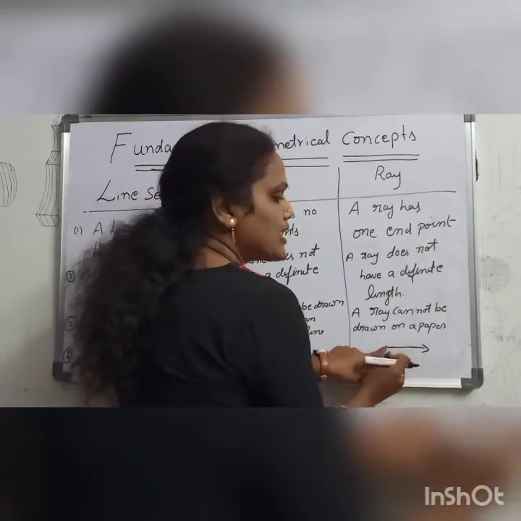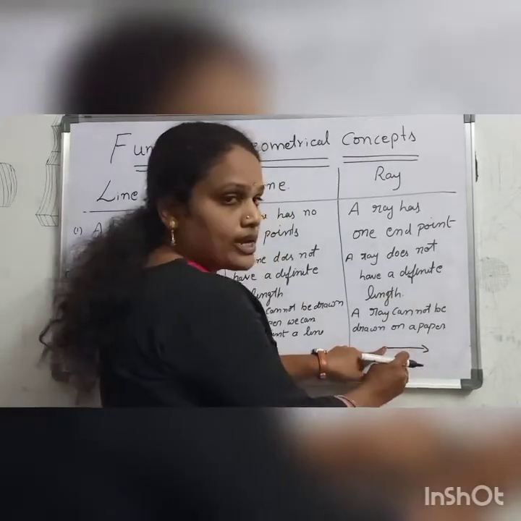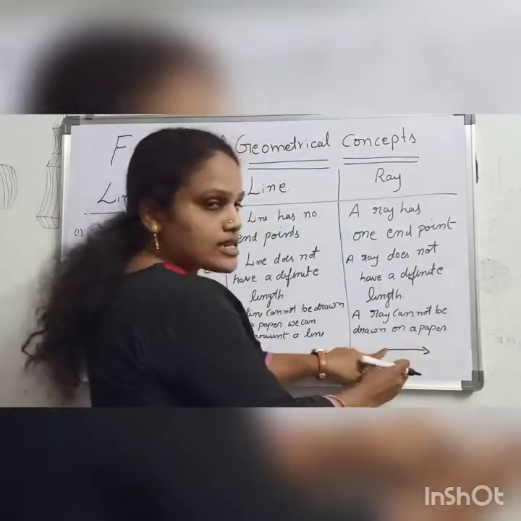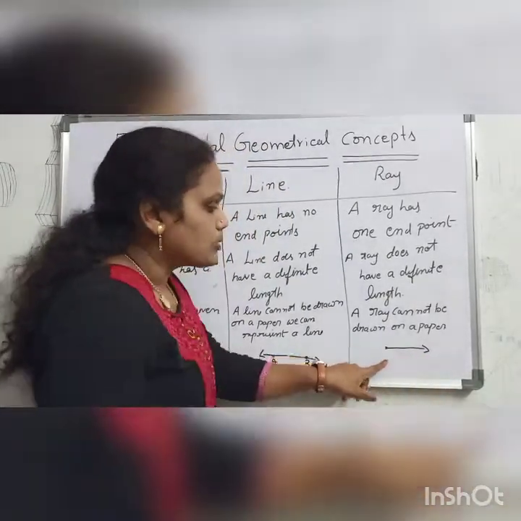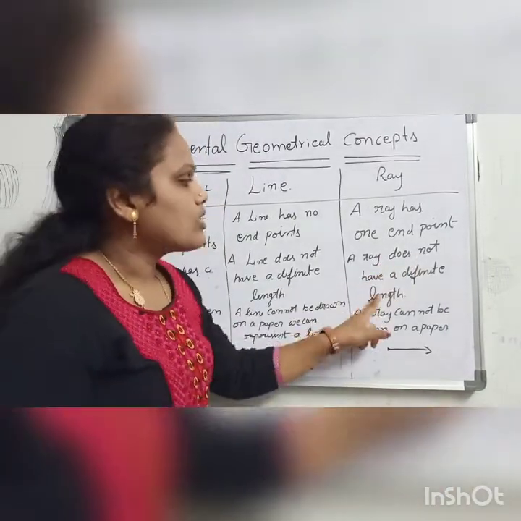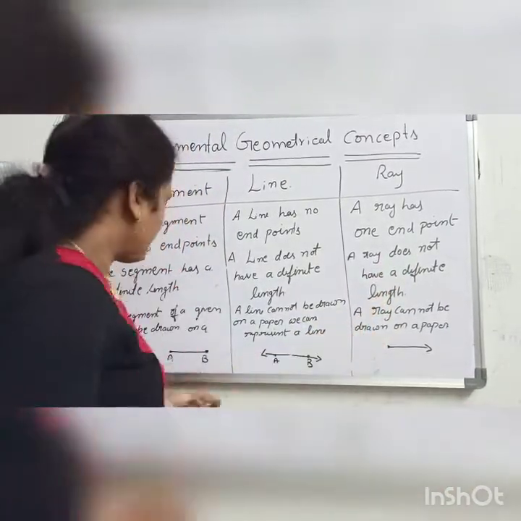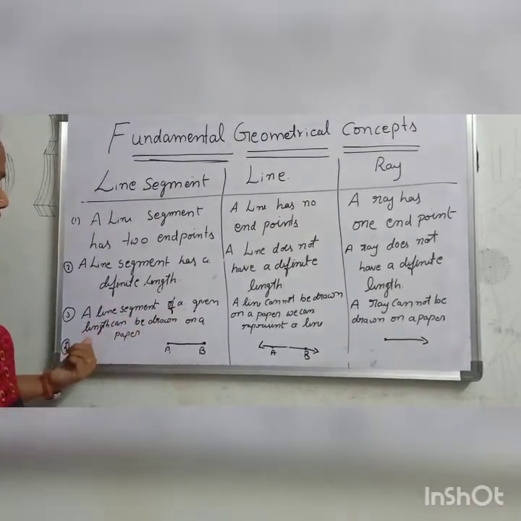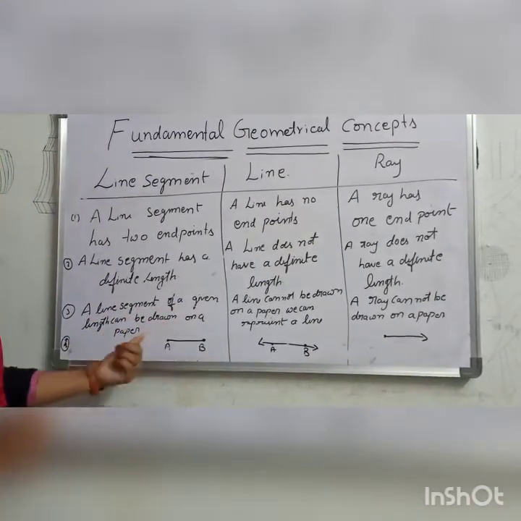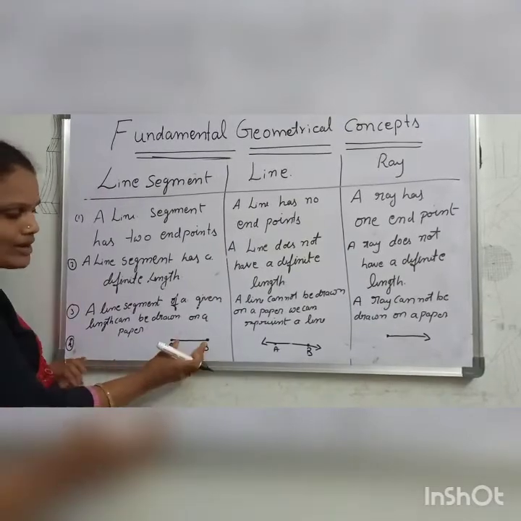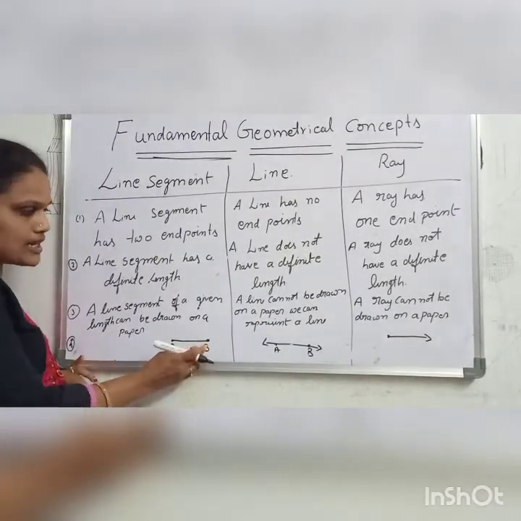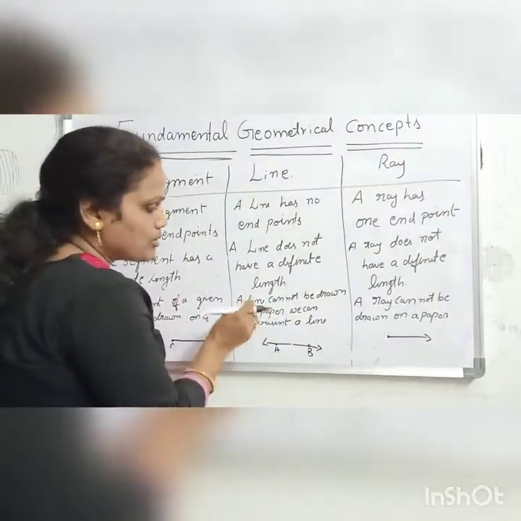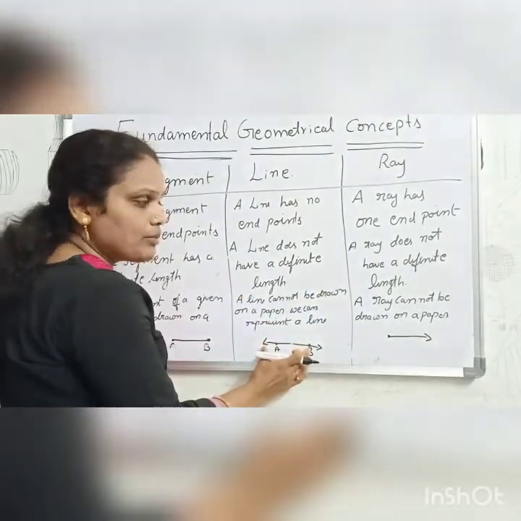But on the right side, how much it is extending, we don't know. So that's why a ray does not have a definite length. Same thing, a line segment of a given length can be drawn on a paper. Yes, we can draw it on a paper easily. But a line cannot be drawn on a paper.